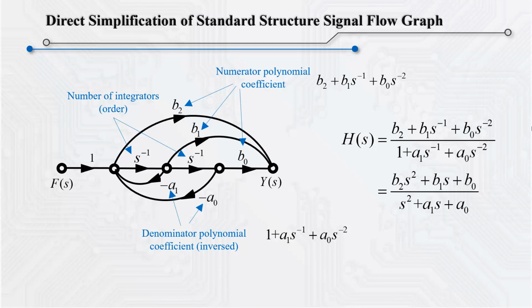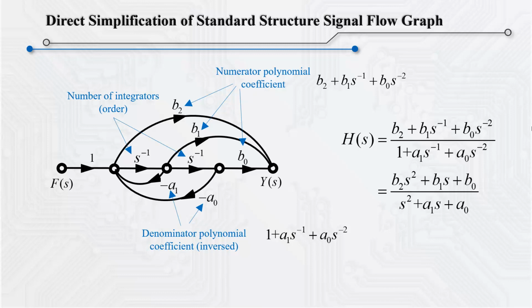The first step is to determine the order of the system according to the number of integrators in the system flow graph. For example, there are two integrators with s-1 in this graph. Hence, it is a second-order system. For a second-order system, its numerator polynomial should have three coefficients.